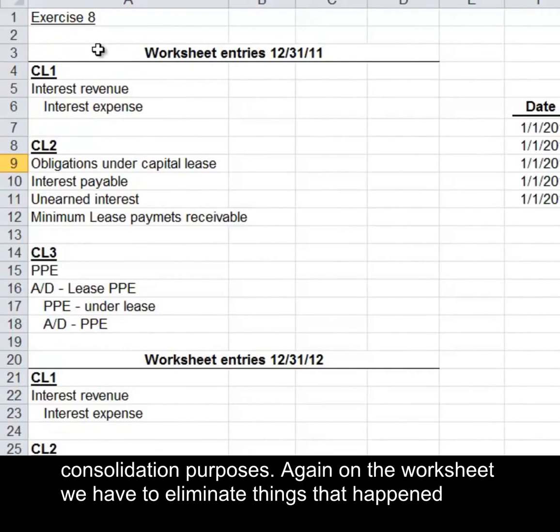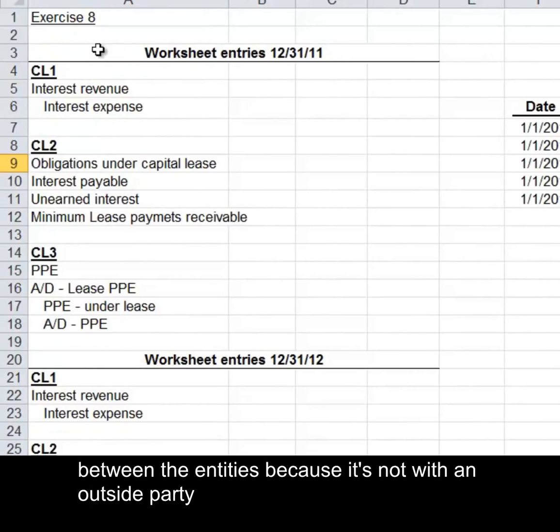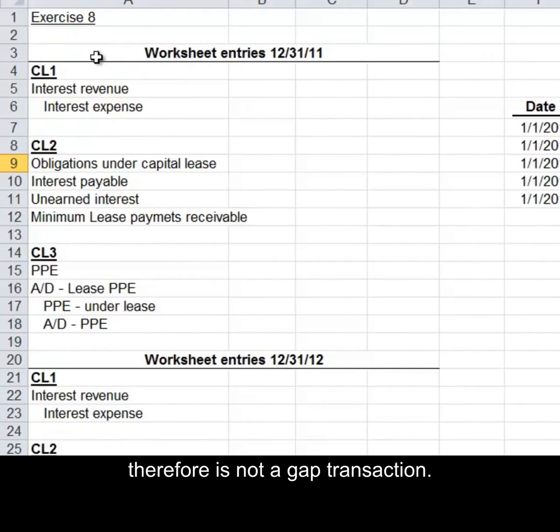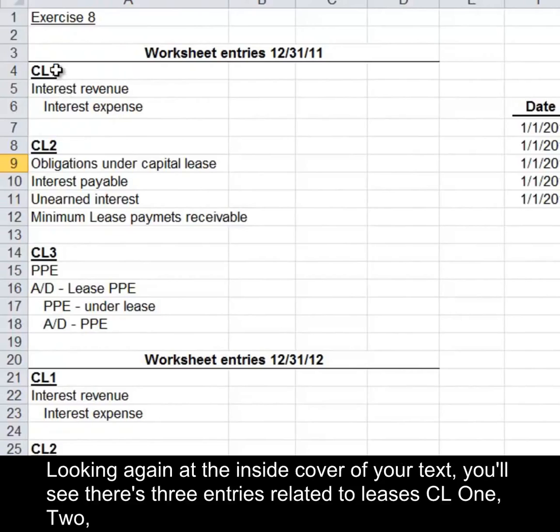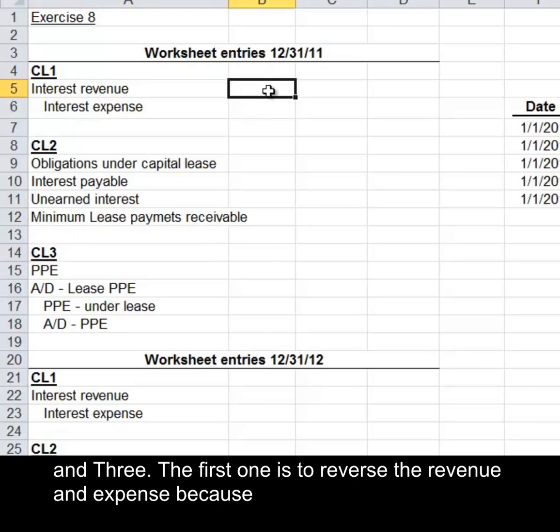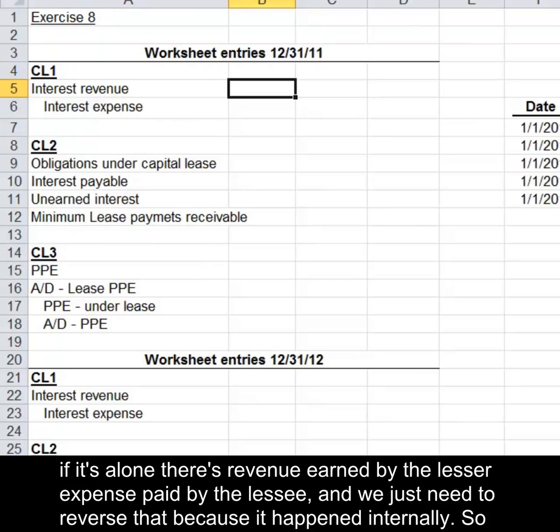Again, on the worksheet we have to eliminate things that happen between the entities because it's not with an outside party, and therefore it's not a GAAP transaction. Looking again at the inside cover of your text, you'll see there are 3 entries related to leases, CL1, 2, and 3. The first one is to reverse the revenue and expense, because if it's a loan, there's revenue earned by the lessor, expense paid by the lessee, and we just need to reverse that because it happened internally.